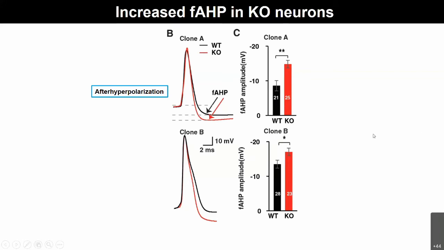So what is the phenotype? This is called a fast AHP, which stands for afterhyperpolarization. We realize that in the knockout cells there is an increased amplitude of the fAHP, and we show that in both the H9-derived knockout clone as well as the H1-derived knockout clone.